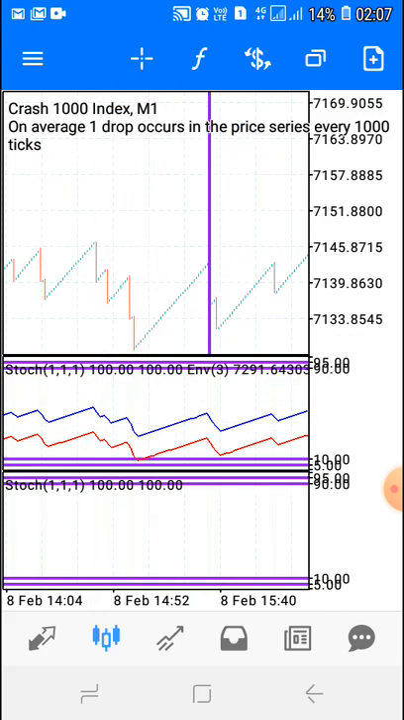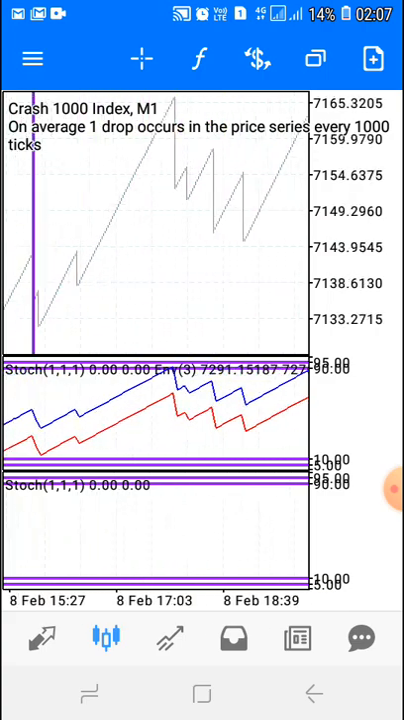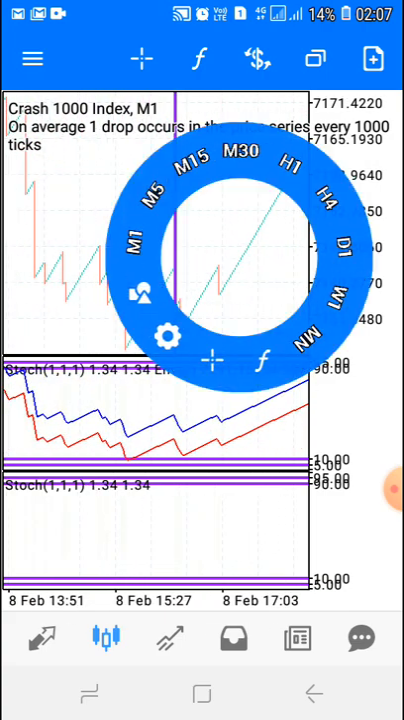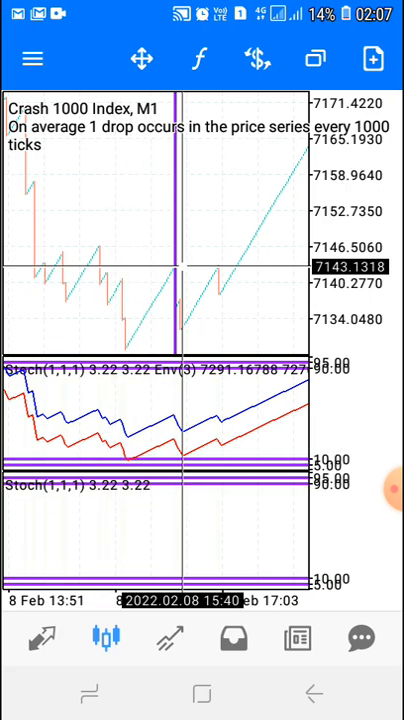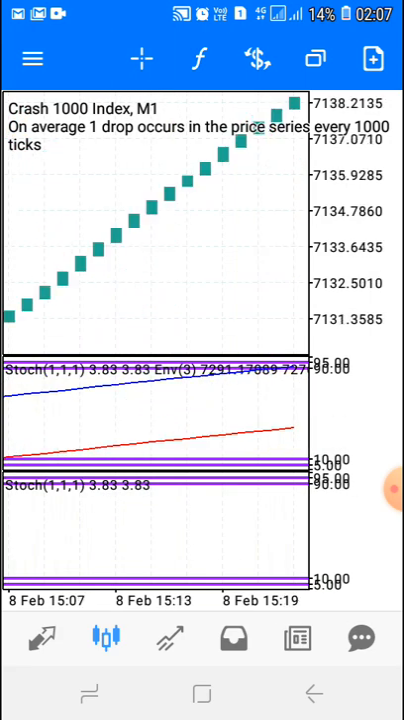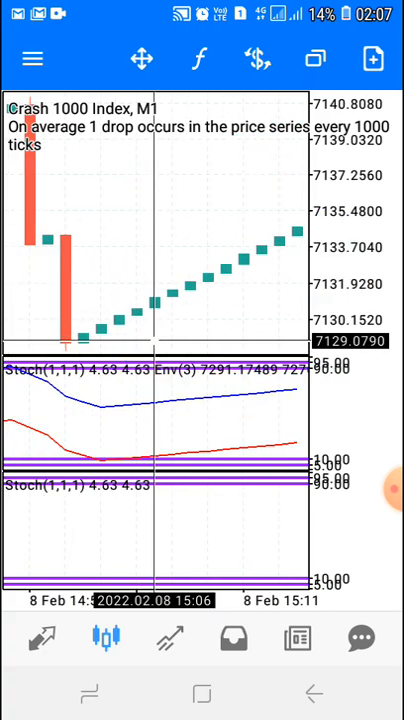Make sure that the chart is zoomed out completely. Drag the screen to the left and right, and as soon as it touches your envelopes, touches the 10.5 level, we take a buy, right? So over here we can see the envelopes decided to touch the 10.5 level.